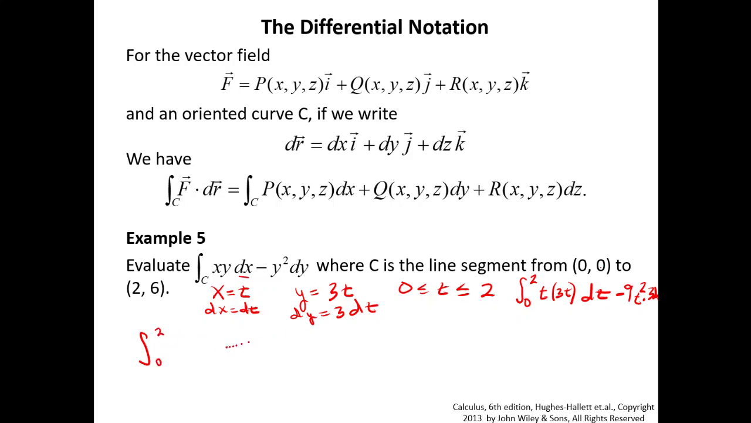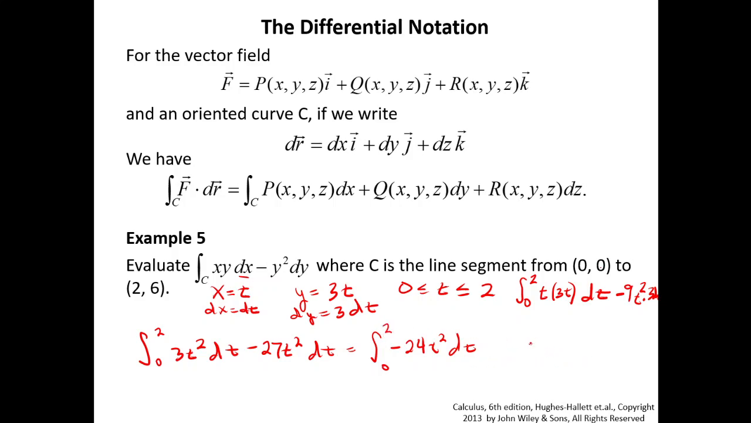So this gives us 3t squared dt minus 3 times 9 is 27t squared dt. So that's 3t squared minus 27t squared. It should be minus 24t squared dt, 0 to 2.